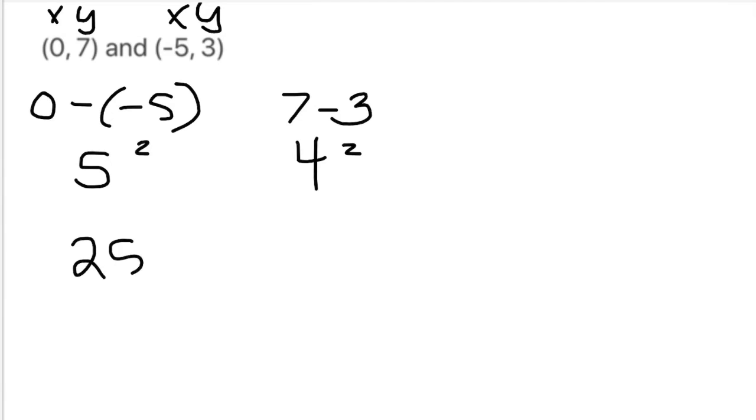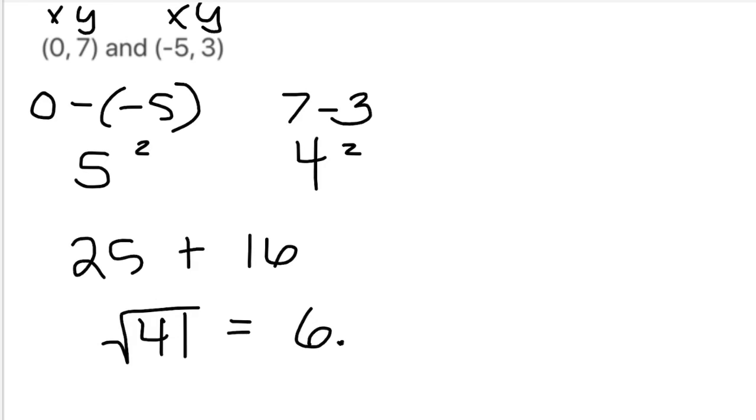So we have 25 plus 16, which is 41. We have the square root of 41, which is approximately 6.4. So there you go, guys. You see, I didn't write the formula out, but I understand the different parts of the formula. So I start with finding my horizontal distance, the difference between my x values, and my vertical distance, the difference between my y values, squaring them, adding them, and then finding the square root of those two legs to get the distance between the two points. Pause the video and copy this second example into your notes.